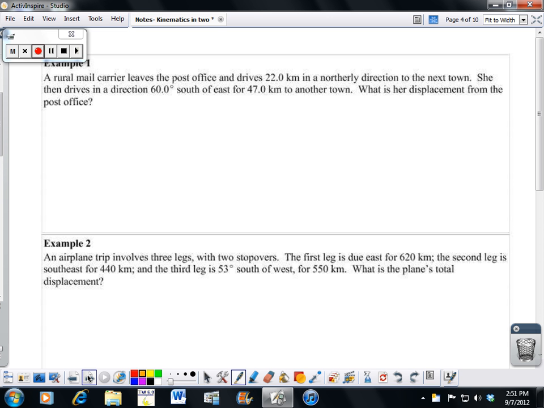So a rural mail carrier leaves the post office and drives 22 kilometers in a northerly direction to the next town. So I'm starting at my current town. I go straight north 22 kilometers. Okay. She then drives in a direction 60 degrees south of east. So let's remember what that is. So east is this way. Okay. So I'm going to be 60 degrees south of east. So here we go, 60 degrees south of east, and I only go 47 kilometers.